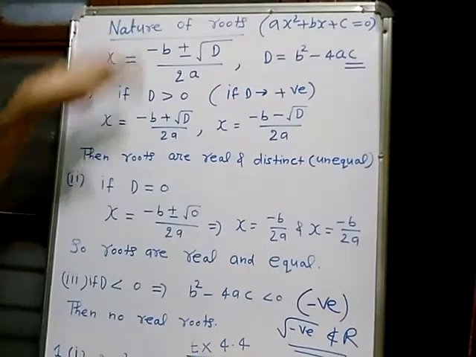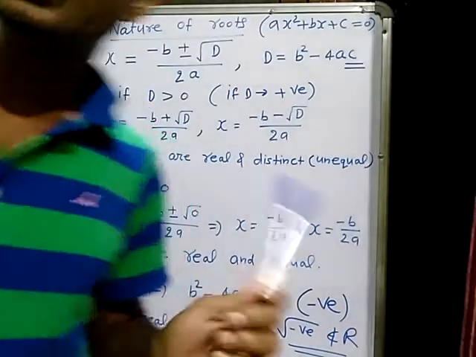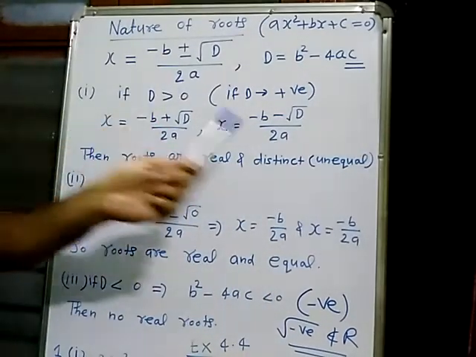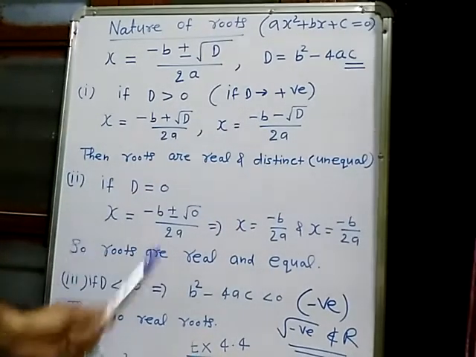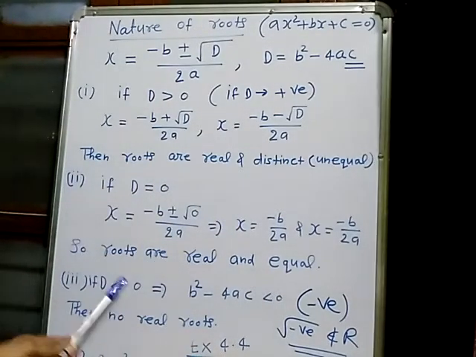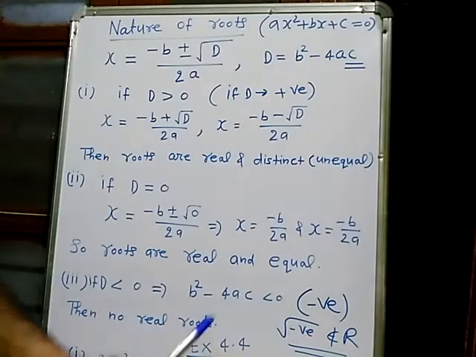Once again I will revise this thing. If D is strictly greater than 0, then real and unequal roots. If D is equal to 0, then the roots are real and equal, and if D is less than 0, then no real roots are possible.